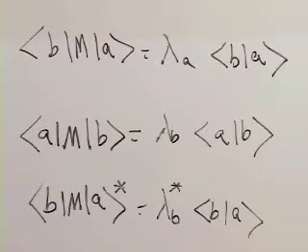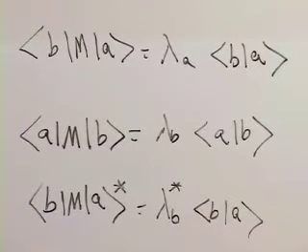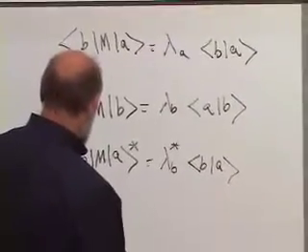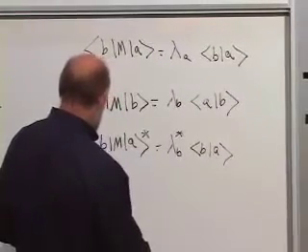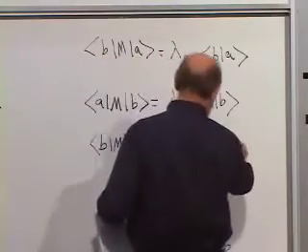Now I forgot what to do next. Ah, yes. Now we'll just complex conjugate everything. Did I do something? Did I forget to conjugate something? Sorry, this is conjugated, right? Yes. Good.